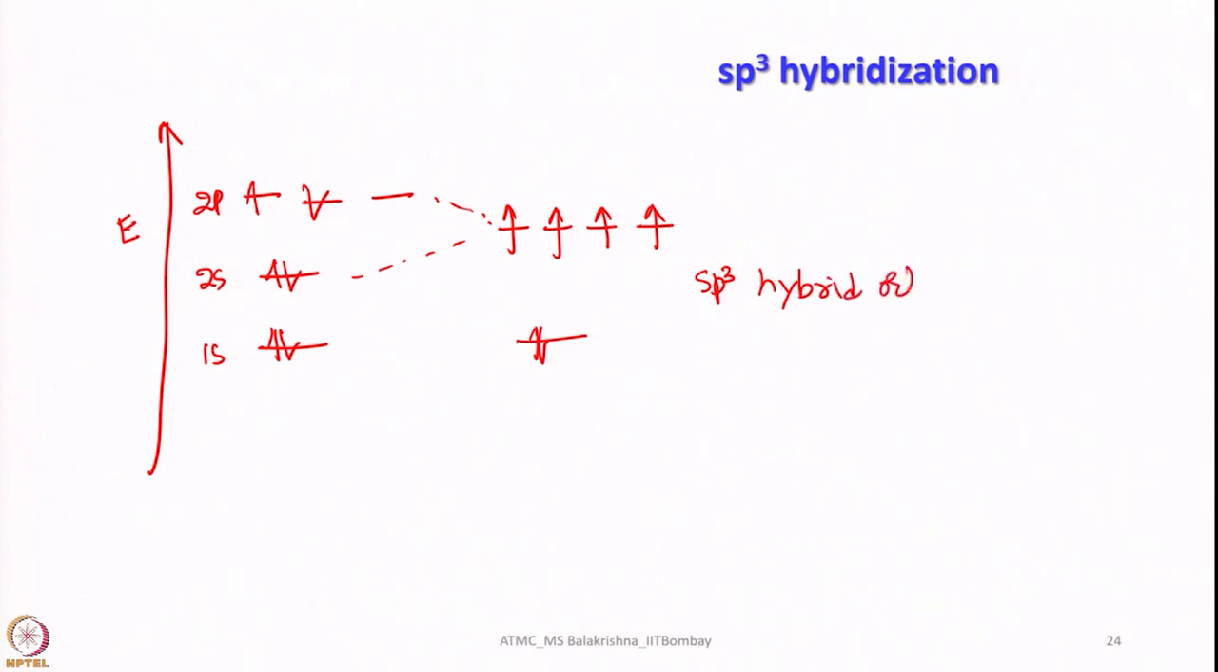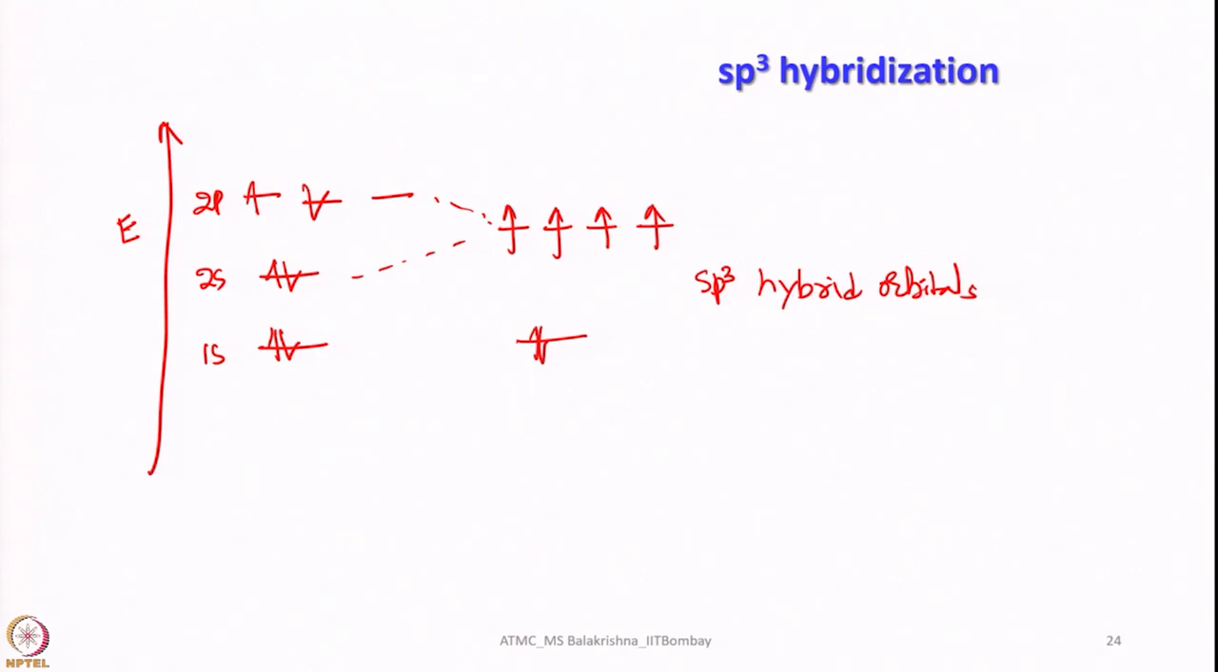Now let us consider sp3 hybridization. Again 1s, 2s and 2p. So we have 2 electrons here, 2 electrons here and 2 electrons here. And if I am considering sp3, what would happen? I have 1, 2, 3 and 4, and now we have one electron each. This remains as it is, core, and we don't have any orbitals left now. So these are sp3 hybrid orbitals. This is how you can write them.